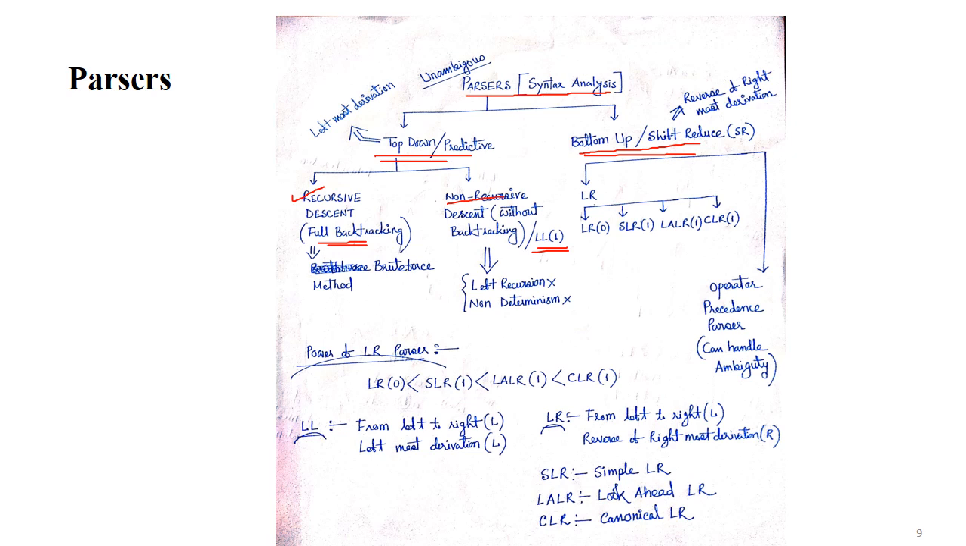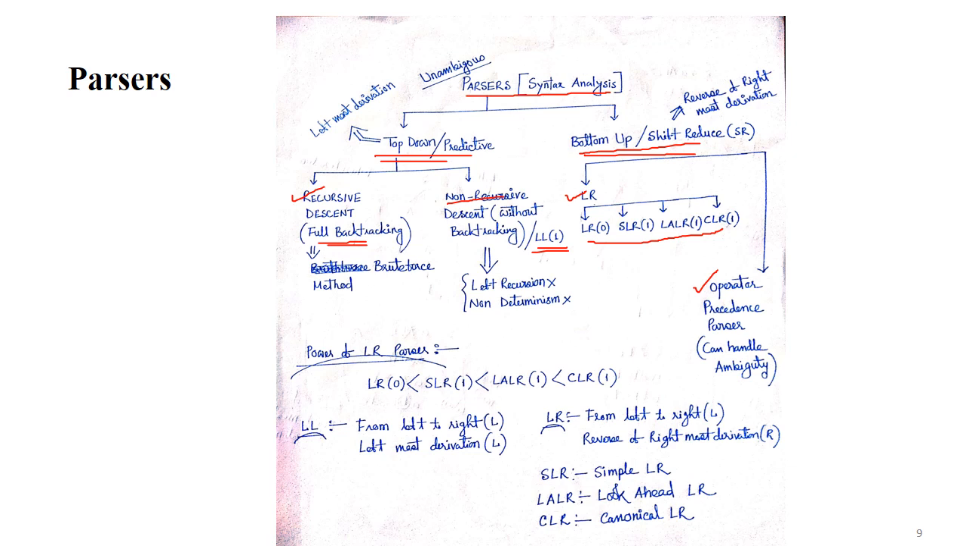On the right hand side we have bottom up or shift reduce parser. It is also of two types. First is LR and second is operator precedence parser. And in the case of LR parser, we have four further classifications, that is LR0, SLR1, LALR1, CLR1.